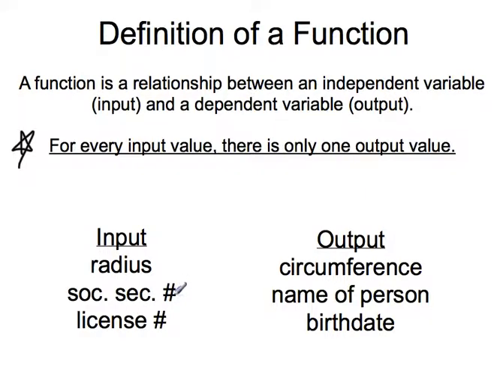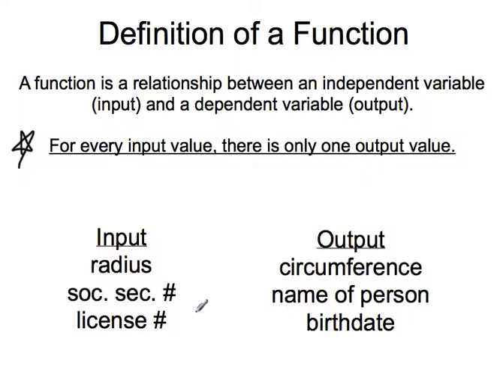Social Security number: if you input a Social Security number into a computer, there should only be one name that pops up. So the relationship between an input of a Social Security number and an output of the name of a person should be a function. Likewise, if you input a license number into a computer, it could potentially give you the birth date of the person. That is a function because there should not exist more than one birth date on any one license. That doesn't make sense.